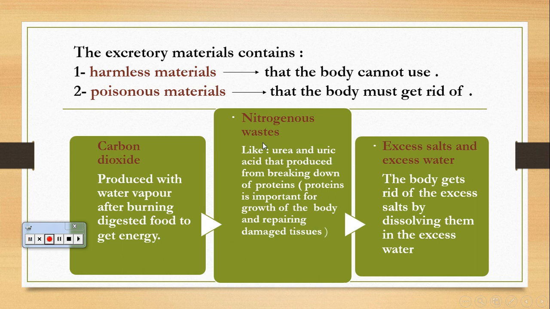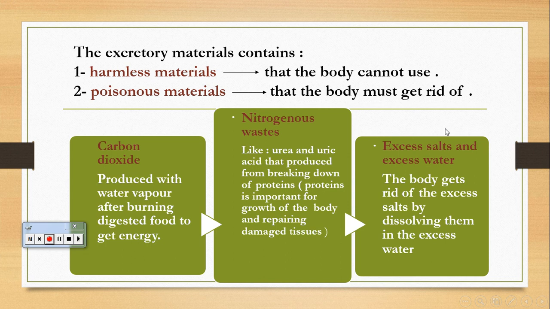Okay? Nitrogenous wastes, like what? Like urea and uric acid. Where do urea and uric acid come from? They come from breaking down proteins. Why do we need proteins? They are important for the growth of the body. Your body needs to grow and needs to repair damaged tissues. Proteins help your body heal wounds. So nitrogenous wastes like urea and uric acid are produced from breaking down of proteins. What is the importance of proteins? They help your body to grow and repair damaged tissue.